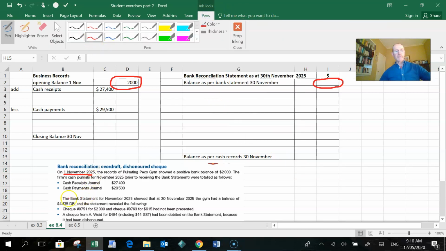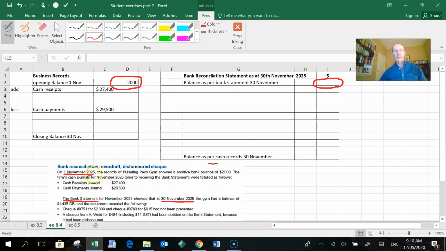All right, then we jump down to the next part, which says the bank statement. So here we go, the bank statement. Once you see the words bank statement, you know you're going over to here. Showed at the 30th of November. So again, there's the one at the end of the month. That sends you to this figure, the end of the current month.